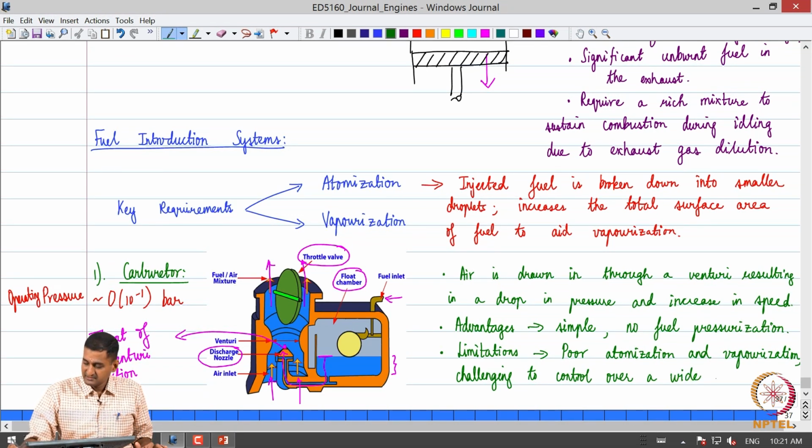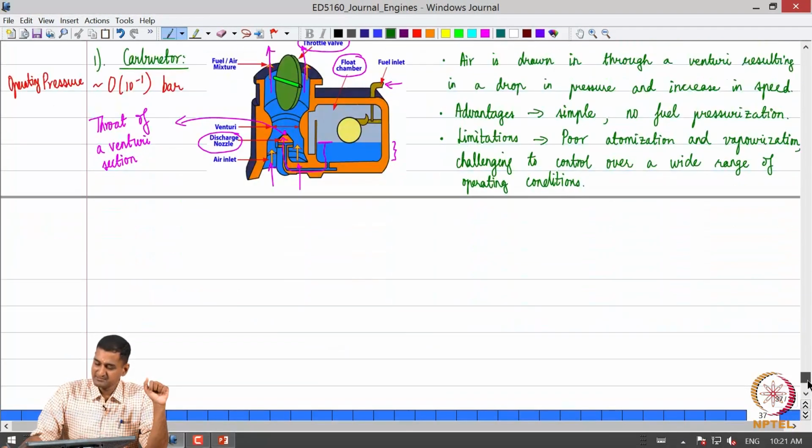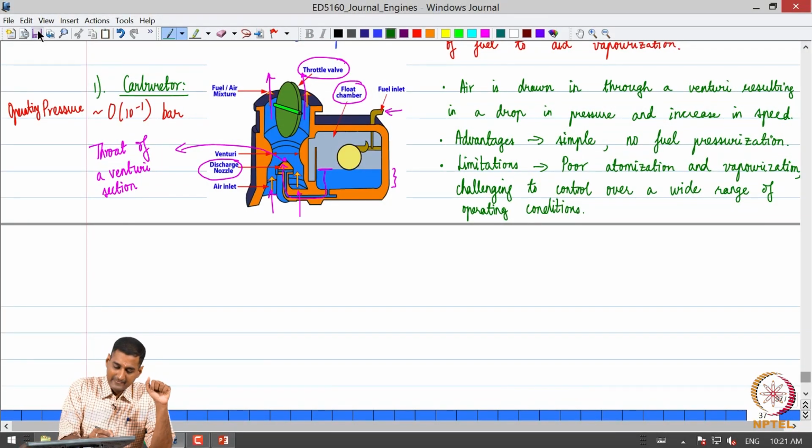We will see that when we do the analysis of a simple carburetor, it is going to be a challenge to accurately control it over a wide range of operating conditions, which is possible in other mechanisms. We will come to other mechanisms shortly, okay. So that is the simple carburetor, okay.